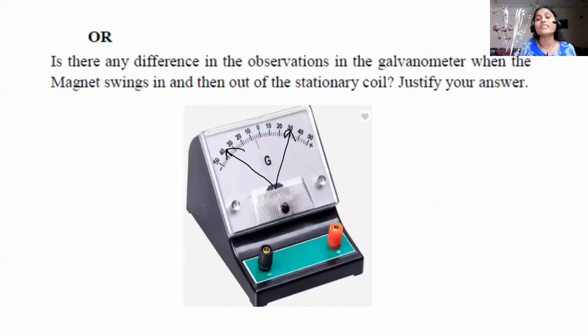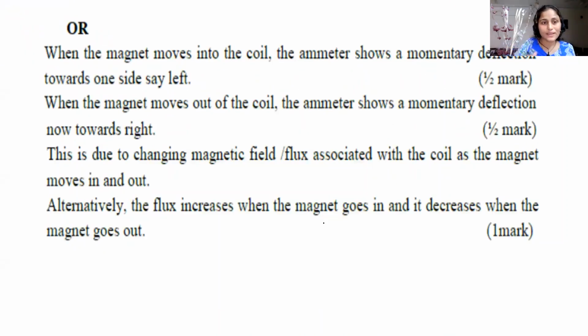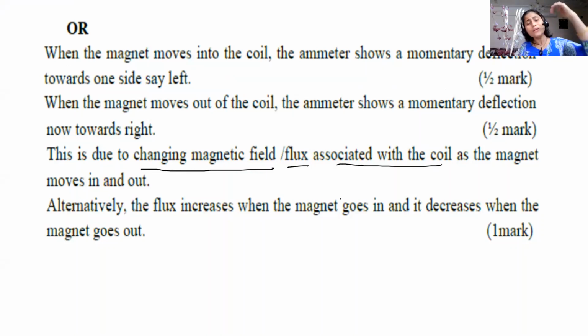Now they are asking us to justify your answer. Yes, this is due to the change in the magnetic field, or we can say the flux associated with the coil. Flux is basically the amount of magnetic field lines passing through per unit area, right? So how much change there is in the magnetic field lines will depend on how much deflection we get in the galvanometer. Alternatively, the flux increases when the magnet goes in and decreases when the magnet goes out.